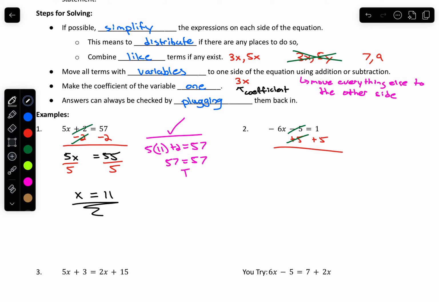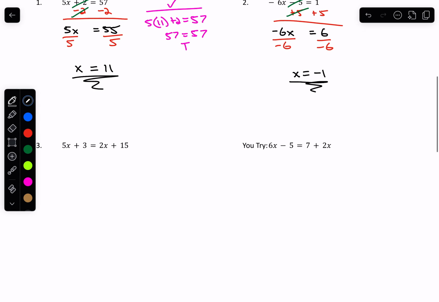So after doing that step, I'm left with negative 6x is equal to 6. I can then divide both sides by negative 6, because the coefficient of x is negative 6, and that gives me x equals negative 1. Now, you should go back, plug negative 1 in, and check your answer, but because I have confidence here, thanks to my key where I worked this out earlier, we're going to move on to number 3.